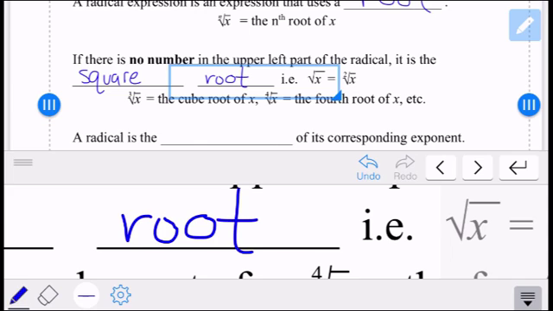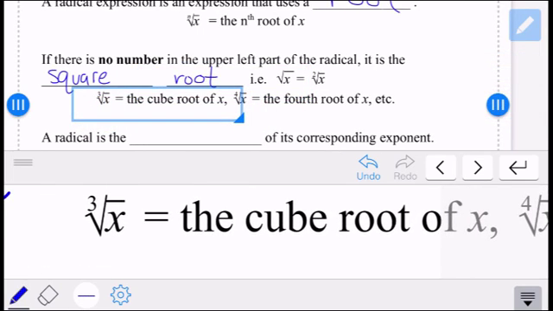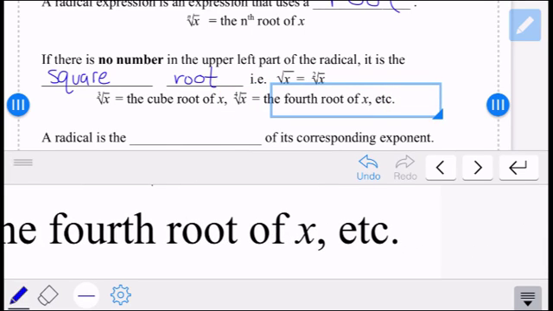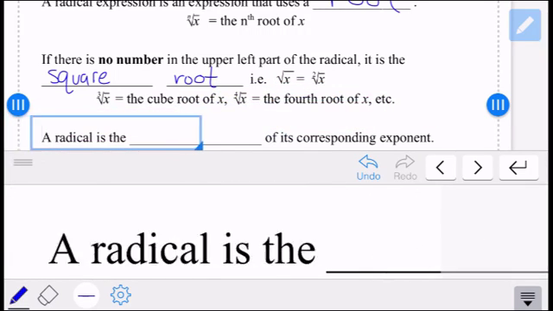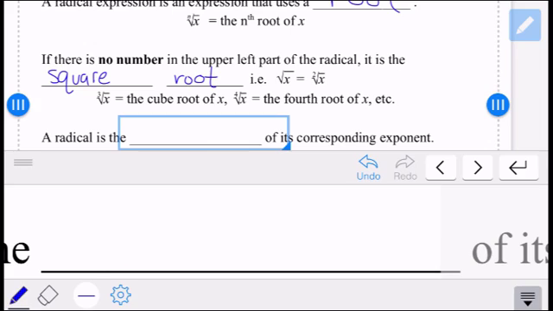So for example, down here we've got the 3 in the check mark, it's the cube root, or the third root of x. If you have a 4, it would be the fourth root of x, 5 would be fifth root, etc. You know the rest.